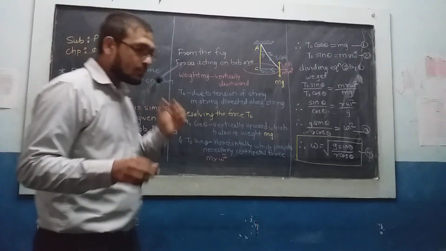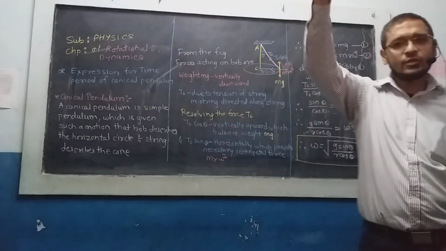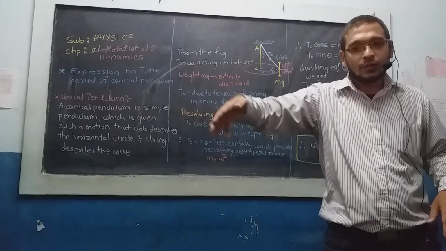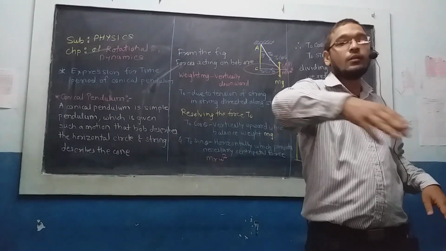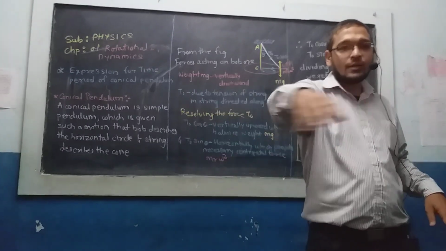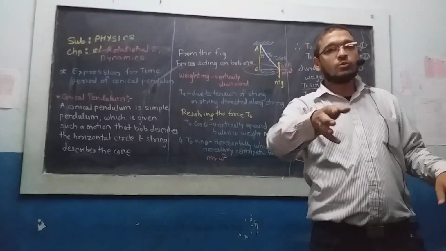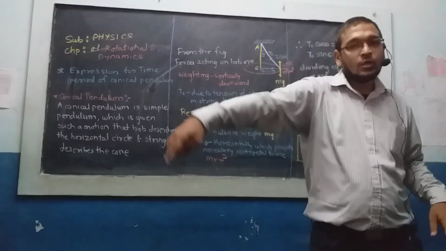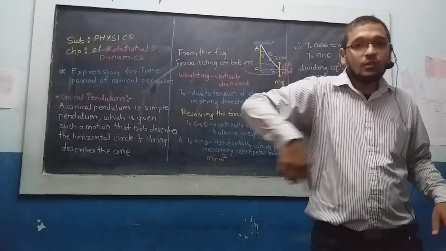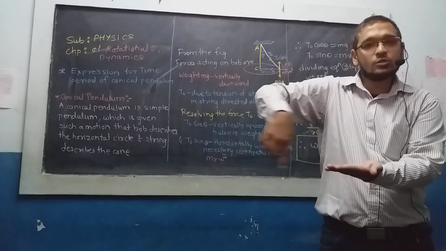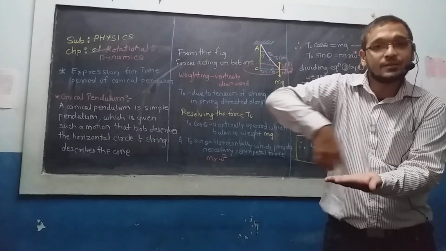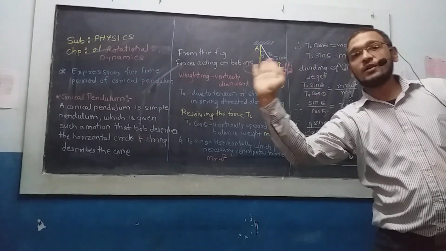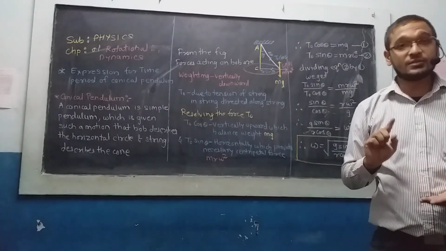What is a conical pendulum? I have the simple pendulum, but I am not oscillating it in a to and fro manner. I am oscillating it in a circular manner. So I am giving it a motion so that it moves in a circular form. In horizontal space it traces a circle, and if you see the string, it traces nothing but a cone.